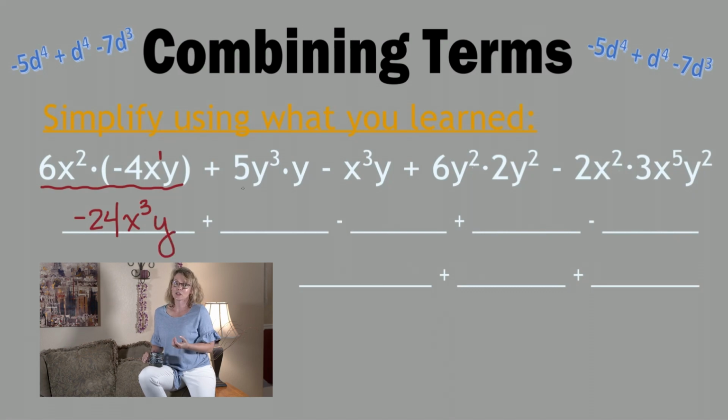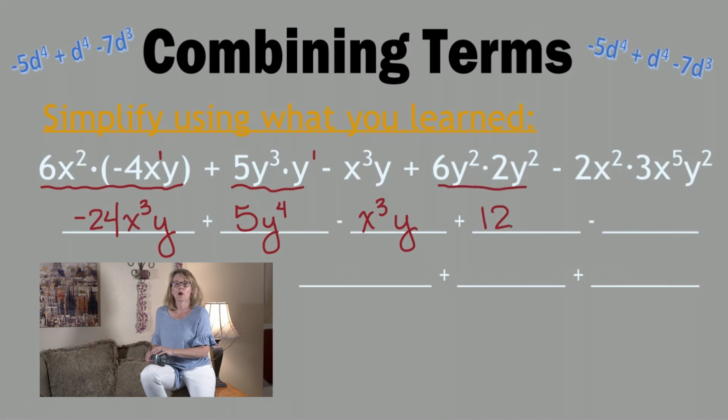Our next term just starts with a 5. Then, for the y's, I add their exponents. 3 plus the invisible 1 equals 4 for 5y to the 4th. Minus x cubed y is just fine the way he is, so we'll just copy him down. 6 times 2 equals 12. The y's are y squared times y squared is y to the 4th.